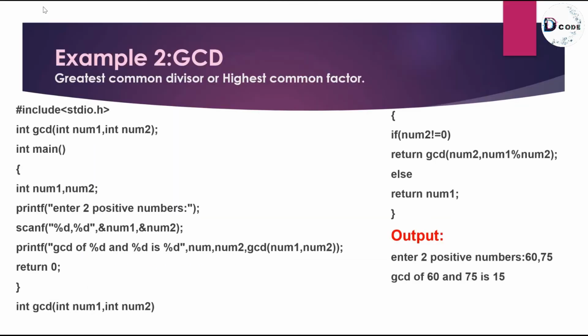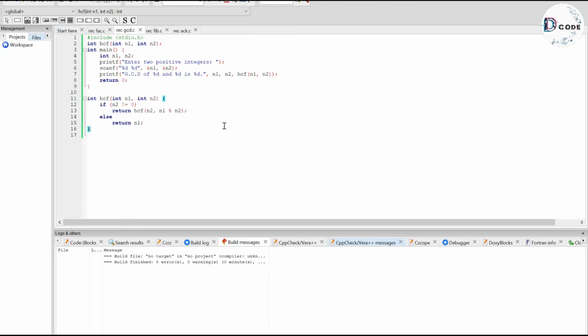The second program is GCD, also known as Greatest Common Divisor. This is most commonly known as the highest common factor that we learned as children, and in this program we will use functions and recursion. So let's execute this. As you can see, this is the GCD program. Here is the function declaration. The function is being called inside a printf statement here, and this is the function definition.